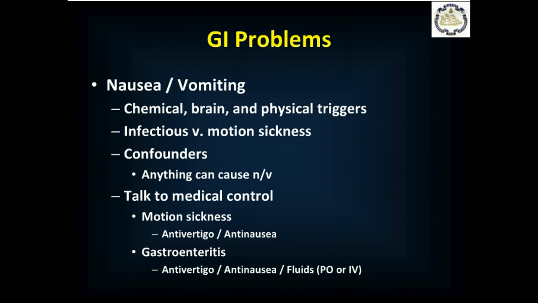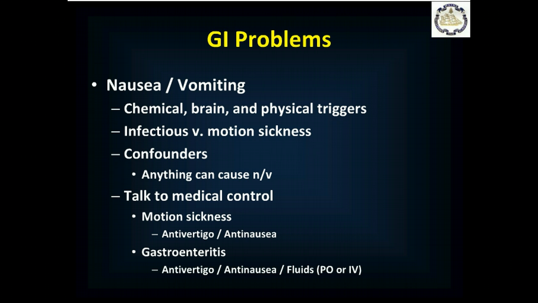Now, nausea and vomiting are going to be very common complaints, and they may or may not be accompanied by abdominal pain. If the patient has abdominal pain, nausea, and vomiting, you need to think about more significant disease. Just nausea and vomiting may be benign, but it may not. It's a combination of chemical triggers, things that irritate the stomach and the mouth, your brain and the way it's interpreting signals it's getting, and some physical triggers like movement. And the big concerns for you is an infection versus motion sickness, but really anything can cause nausea and vomiting.